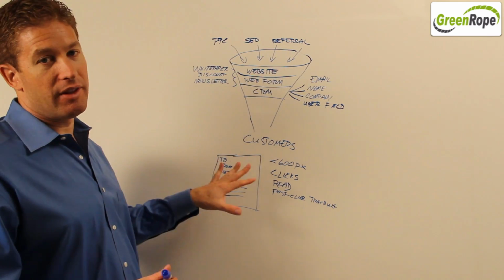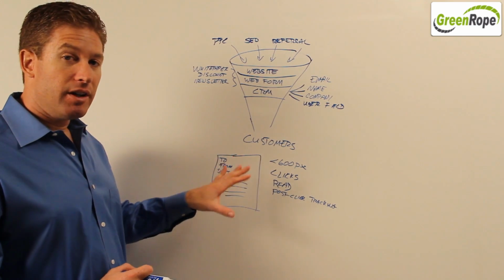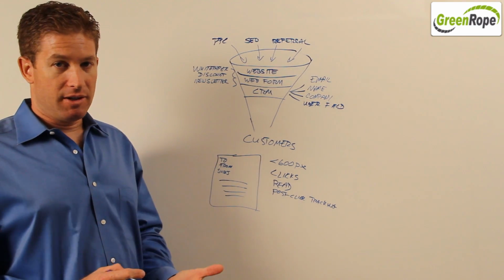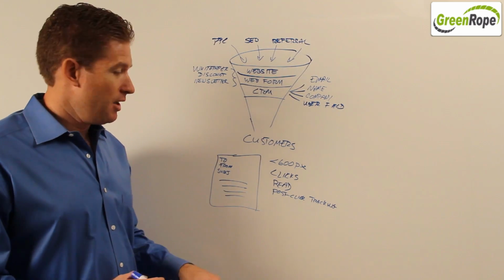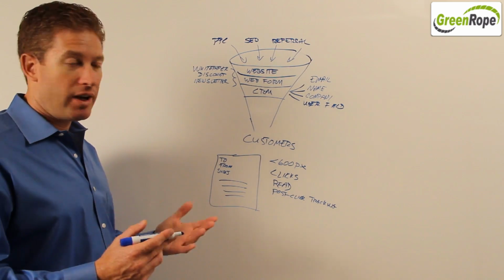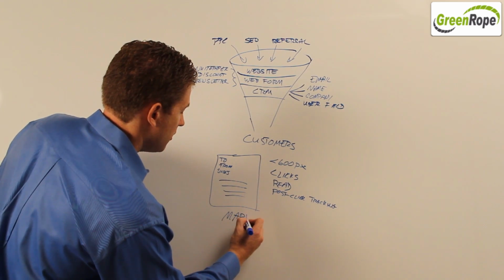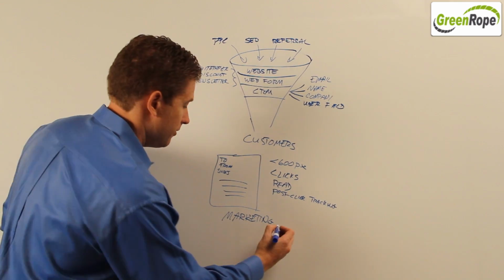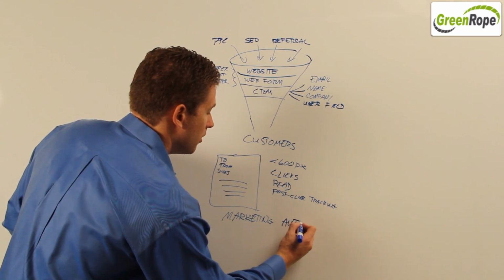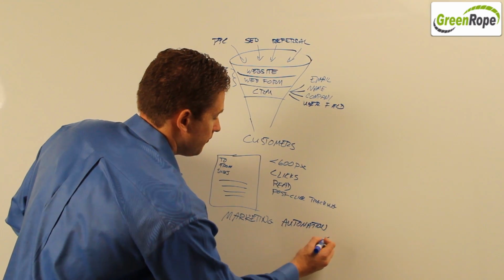GreenRope provides all of this in a single integrated system. And our job here is to make software that makes your life easy. The goal of all of this is to save you time and money. So we save you time by creating what we feel is really what's considered the holy grail of marketing, especially online, and that's marketing automation. That's where we want to go.